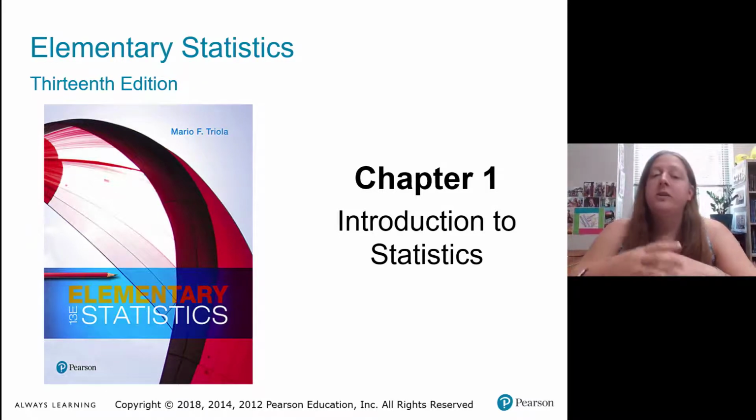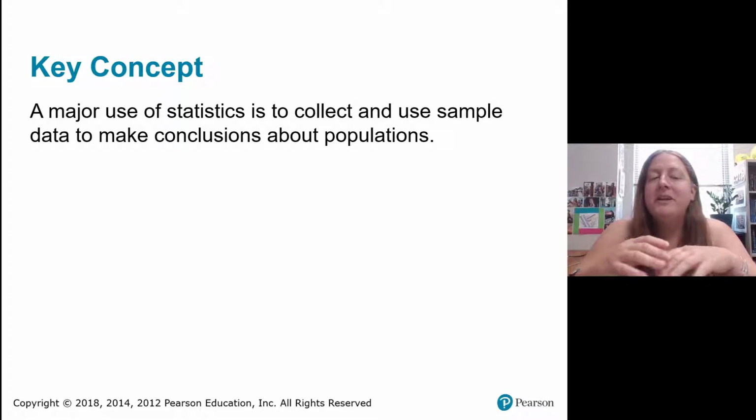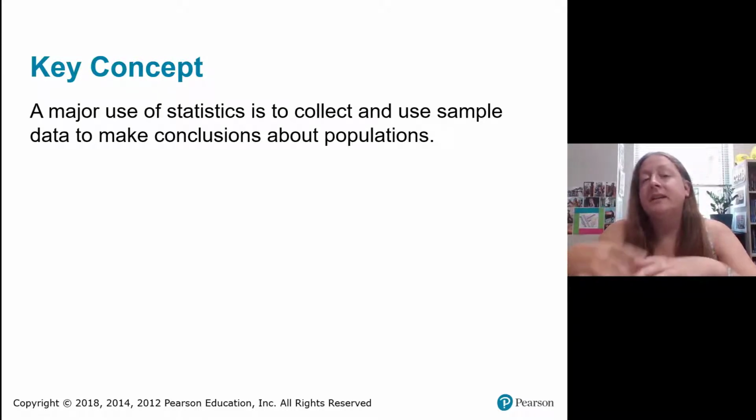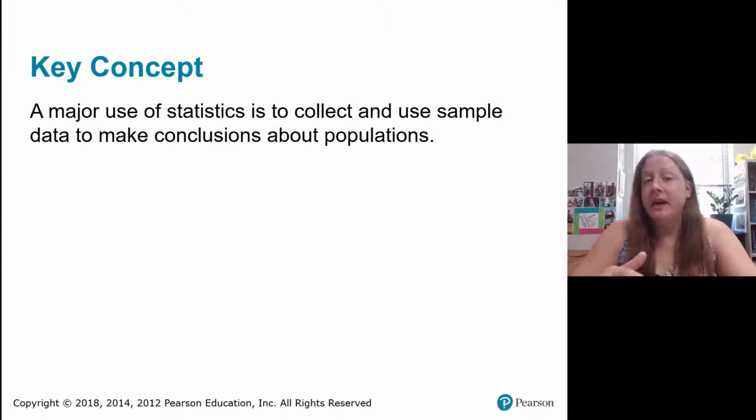We're going to continue with our introduction to statistics by talking about types of data. Now, a major use of statistics is to collect and use sample data to make conclusions about populations. I've mentioned before that it's really expensive to conduct a census, and it takes a lot of time to do that. So, using sample data allows us to cut down on the time and the money that's needed to conduct a study.